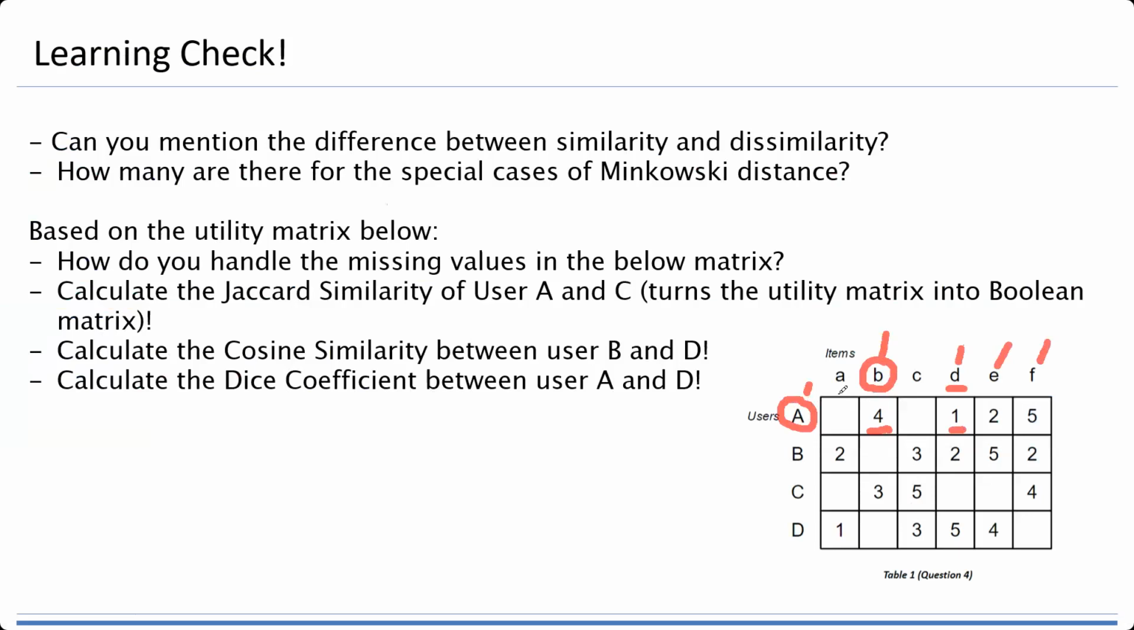A didn't watch. User A did not buy the products A and C. So user A cannot give any rating to item A and item C. Then how do you handle the missing value? We learned many techniques for handling missing values.